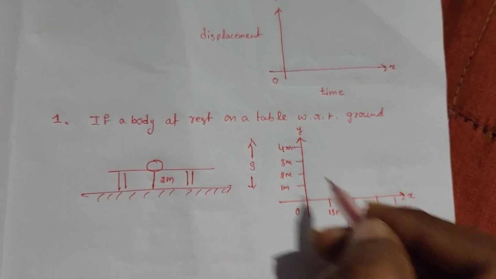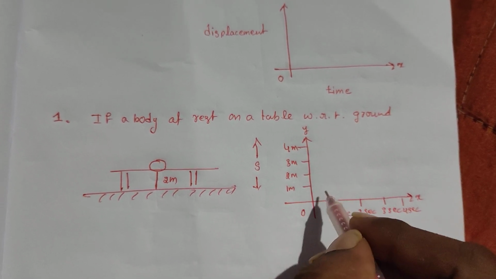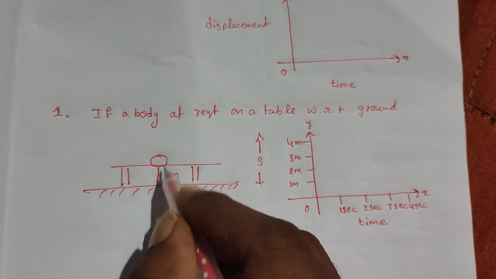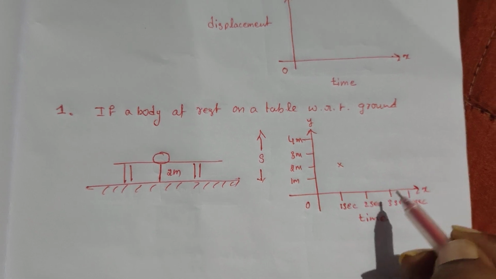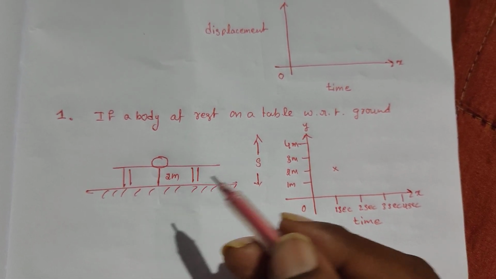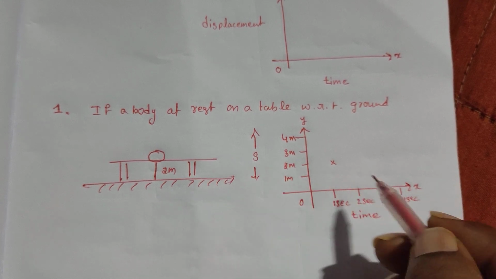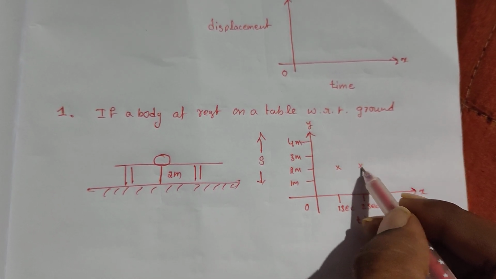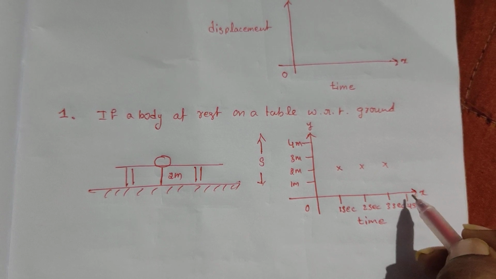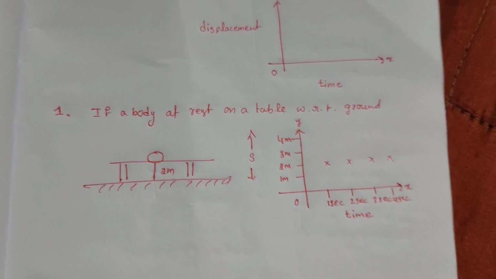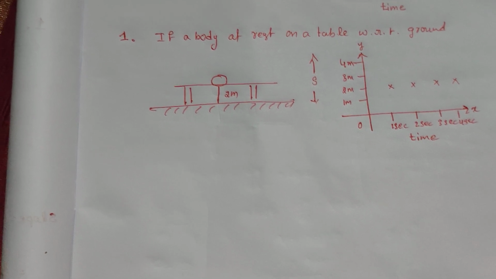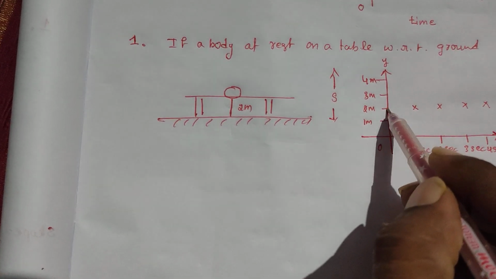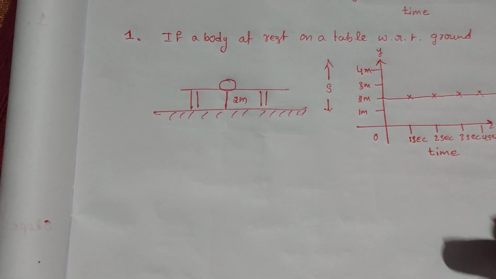Okay, here just identify the displacement after 1 second. The displacement of the position of the object with respect to the ground, how much? 2 meters. After 2 seconds, its displacement with respect to the ground, how much? 2 meters only. After 3 seconds its displacement is 2 meters. After 4 seconds its displacement is 2 meters only. Okay, that means the position of the object does not change with respect to the ground. Its position is fixed only. Draw one straight line through these points.